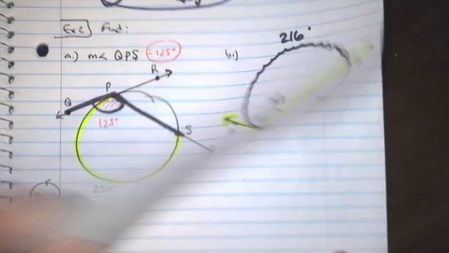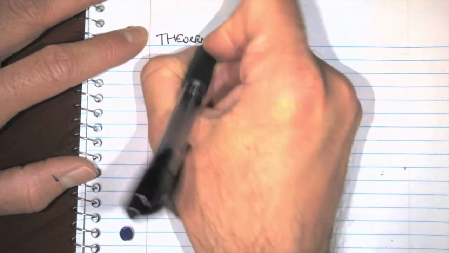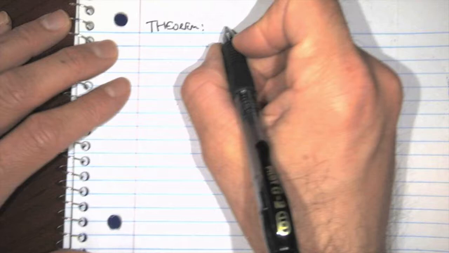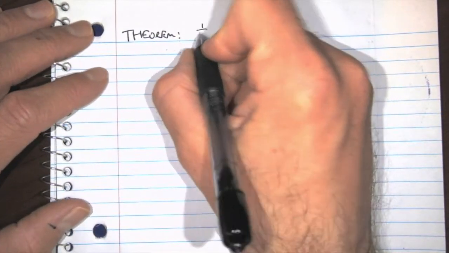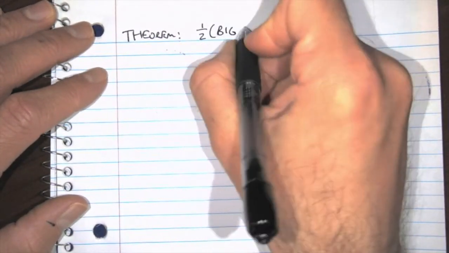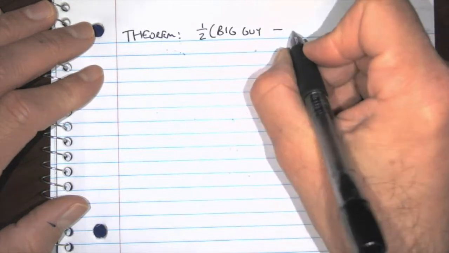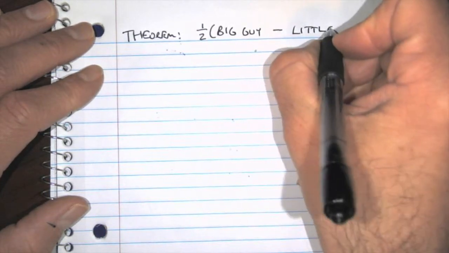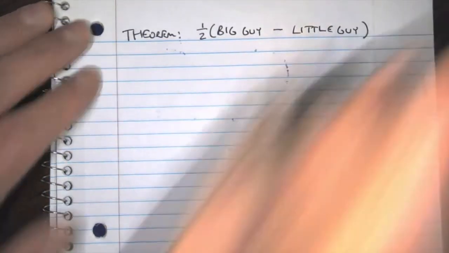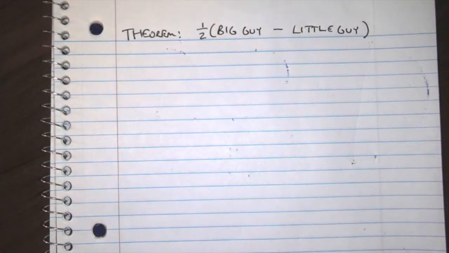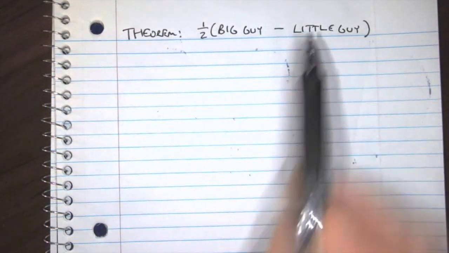I got one more theorem for you. I've named this one. This is a fun one. Here's the next theorem. Last one. I'll throw you two examples. The special name for this theorem, I call this the one-half the big guy minus the little guy theorem. You'll see why I name it that.